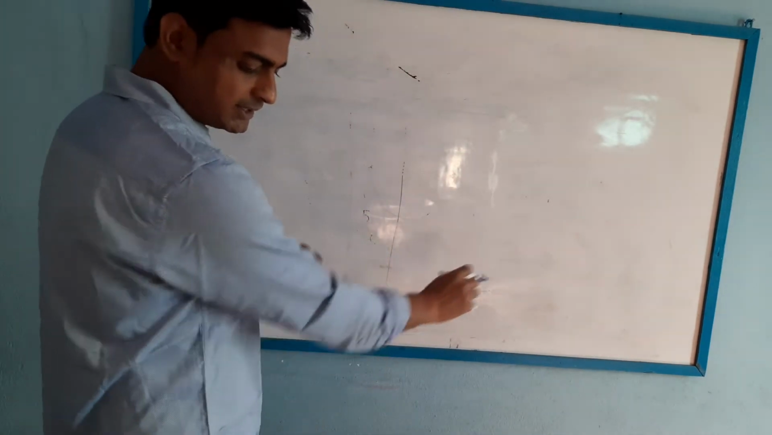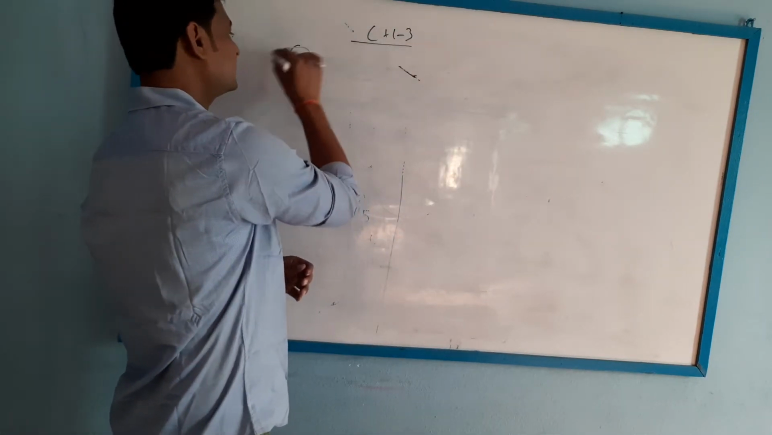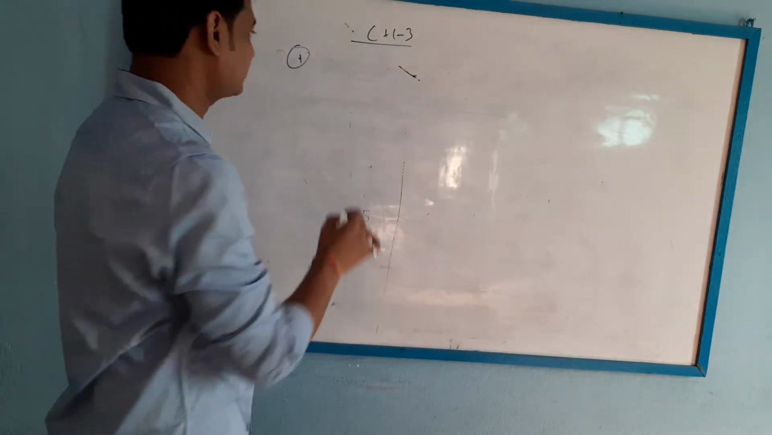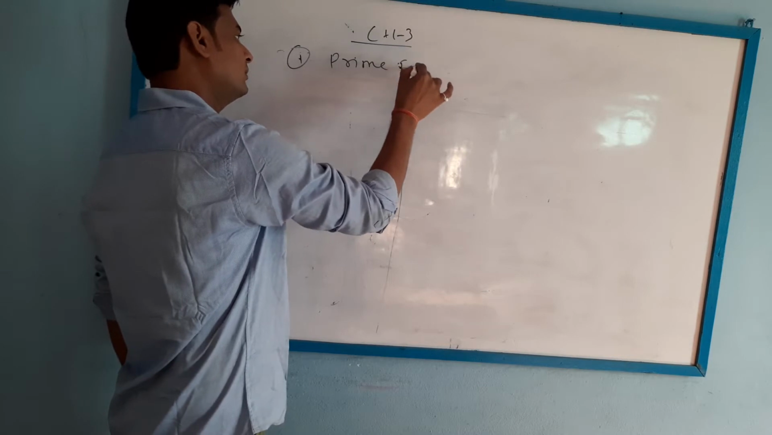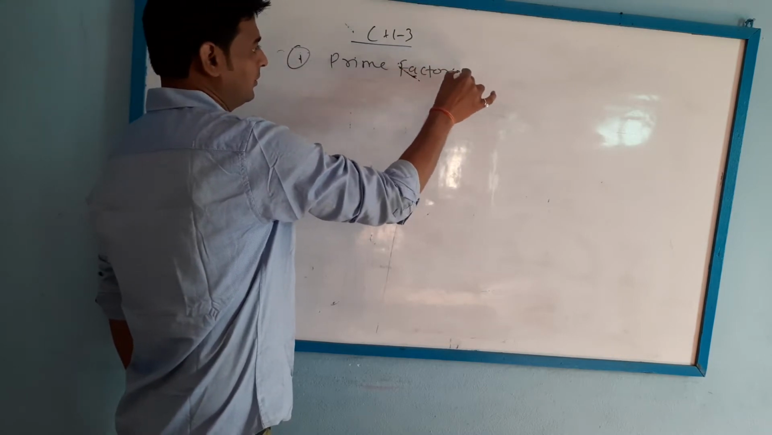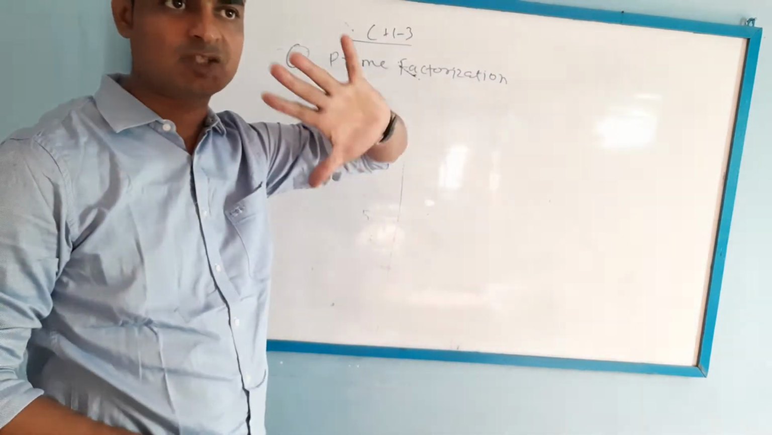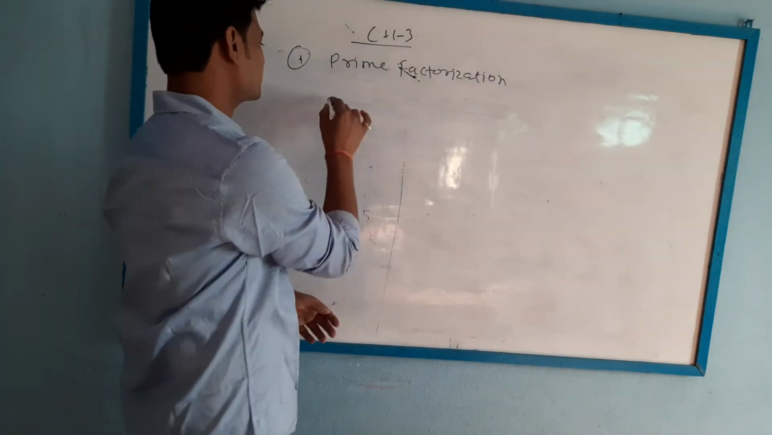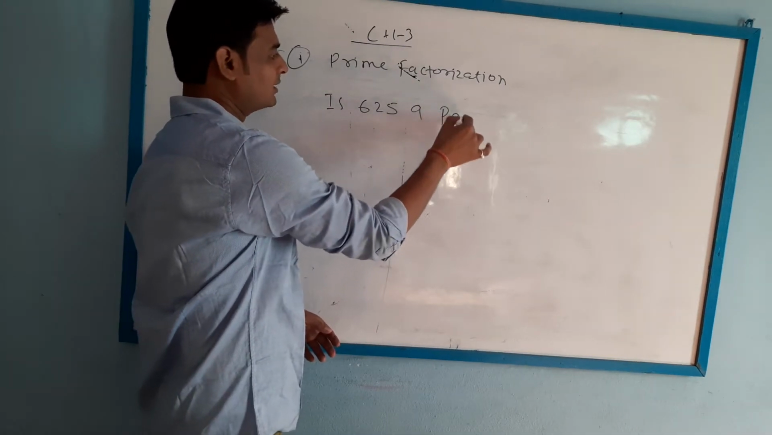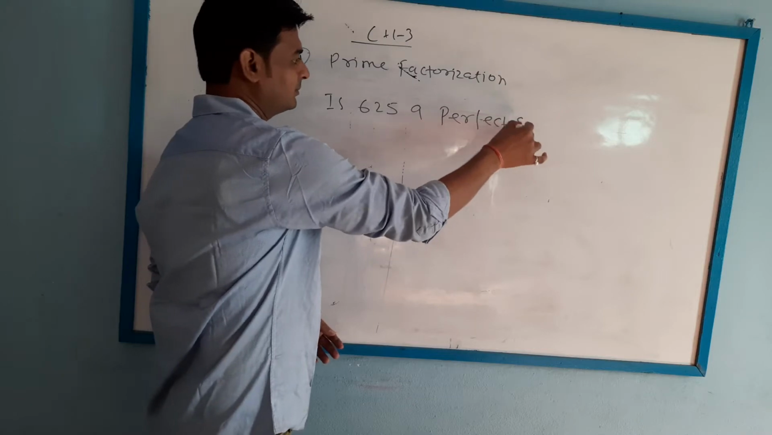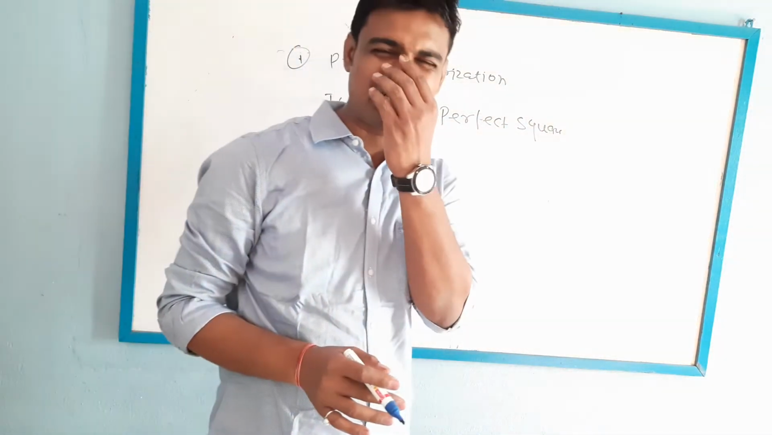Next in chapter 3, we have to learn the prime factorization method to check for a perfect square. So the question here is, is 625 a perfect square? We have to check by using the prime factorization method.